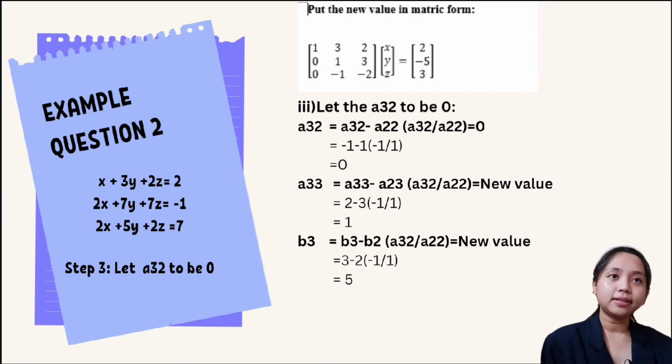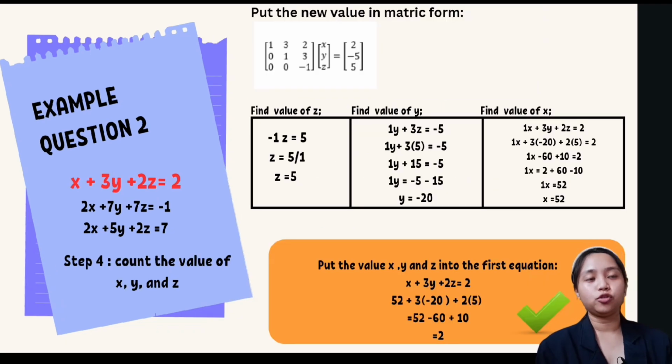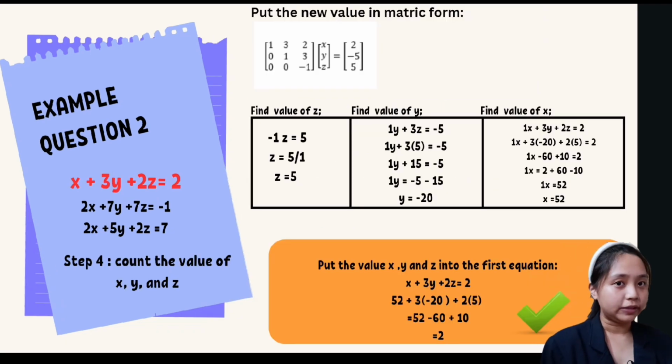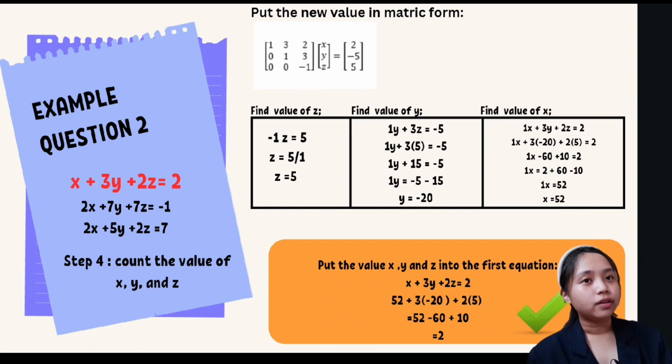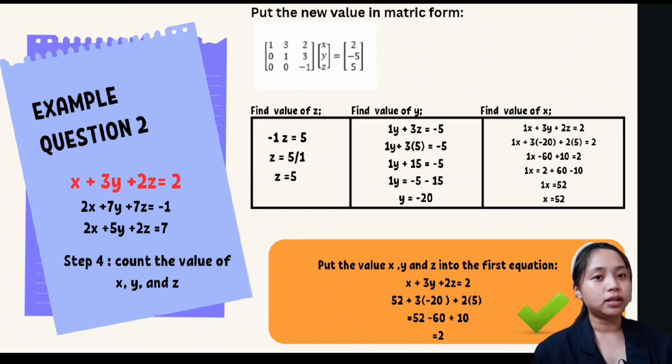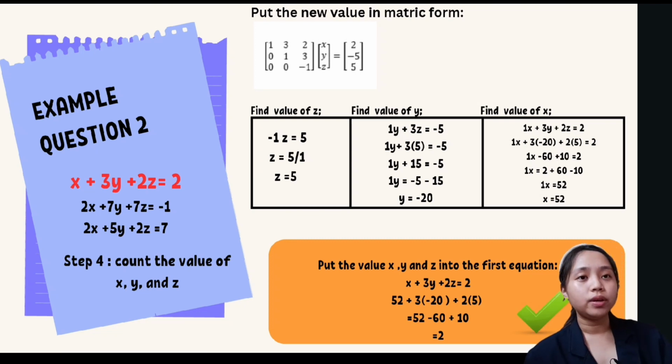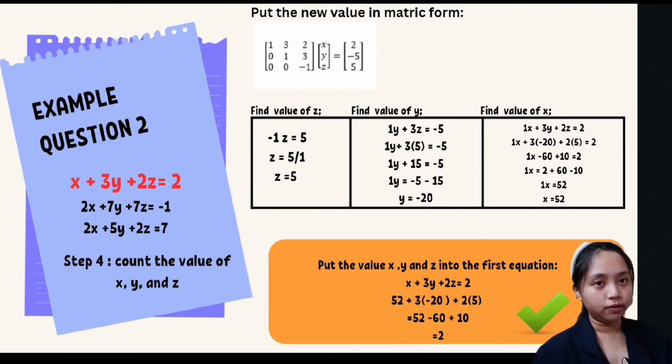As you can see, after we count, x equals 52, y equals negative 20, z equals 5. In order to check whether our values of x, y, and z are correct or not, we need to put the values into the equation. So x is 52 plus 3 times y, which is negative 20, plus 2 times z, and z is 5. After we calculate the equation, the answer is equal to 2. That means the values that we found, x, y, and z, are correct.